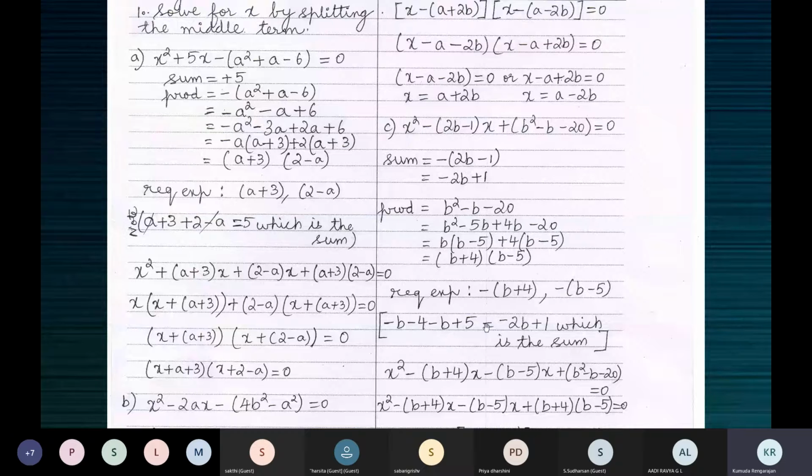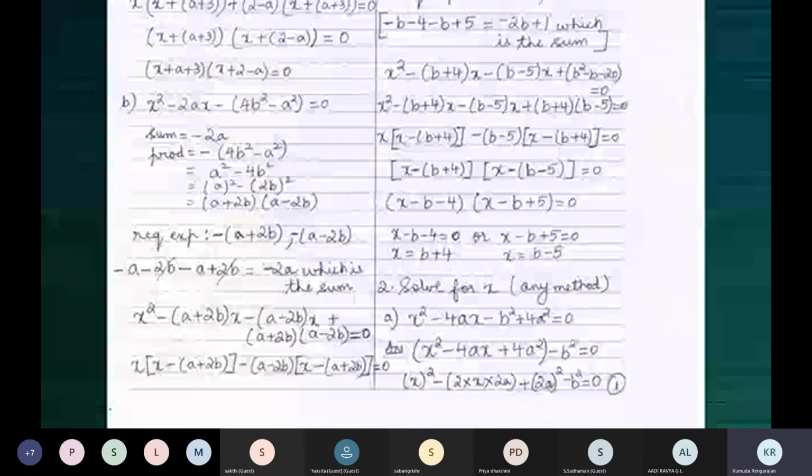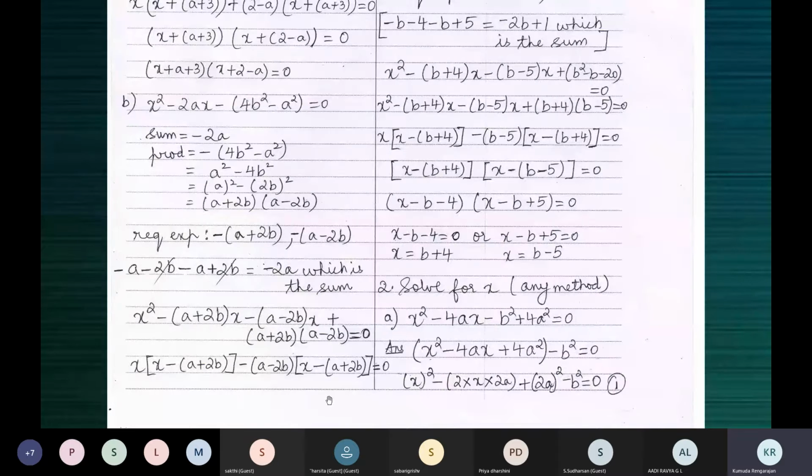Splitting the middle term works like this. From the equation given, you first identify the expression that represents the sum, and then the expression that represents the product, and then you find 2 new expressions that satisfy the sum and the product, with the help of which you split the middle term. So this is the middle term. And then, yeah, I was talking about this one. Solve for x any method.